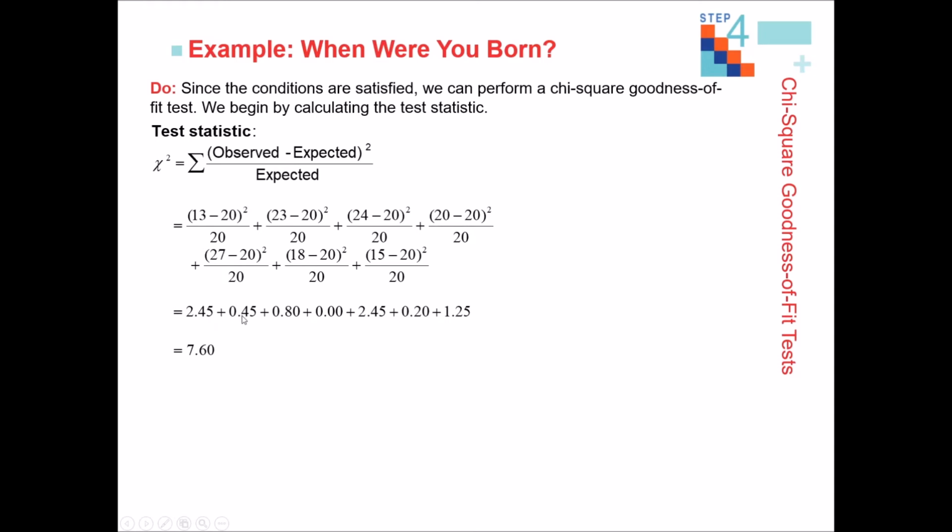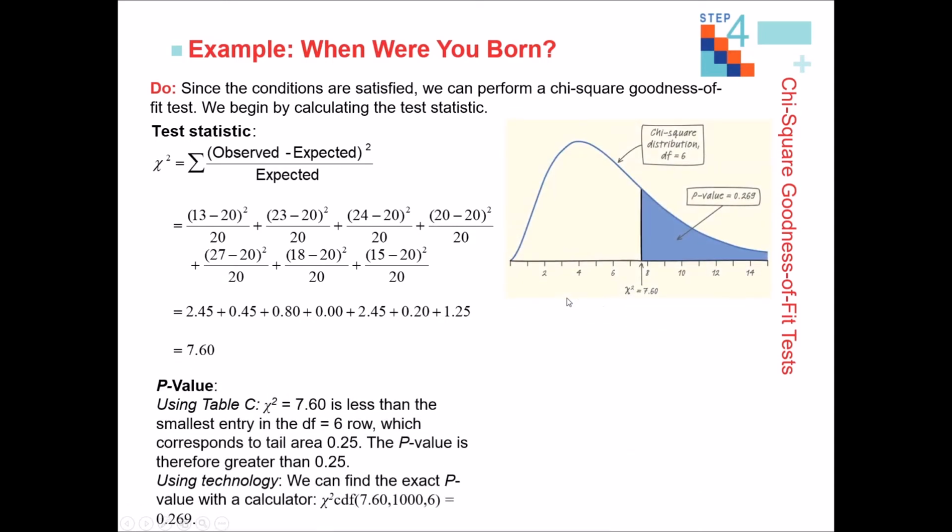Now, lots fewer babies born on Sundays. Kind of interesting. Let's see, Monday, Tuesday, Wednesday. Lots more babies born on Thursdays. So more babies on Thursdays, fewer babies on Sundays, just based on this. And that gives us a chi-square of 7.6. Now, when we run the math on that, as we saw on the calculator, the p-value is like 0.269.